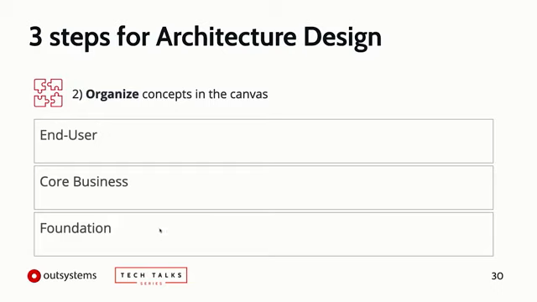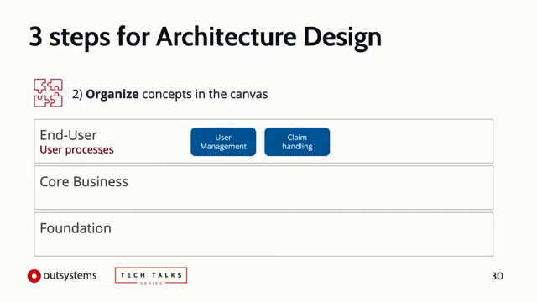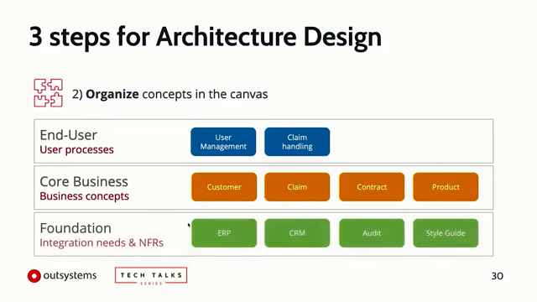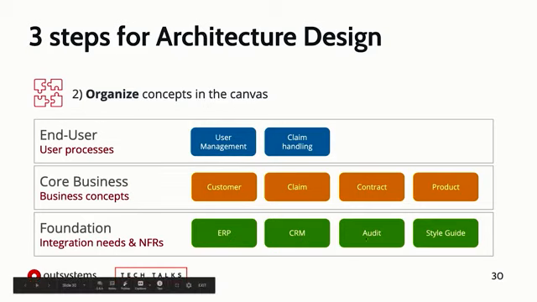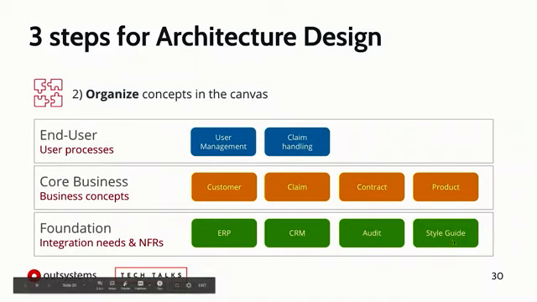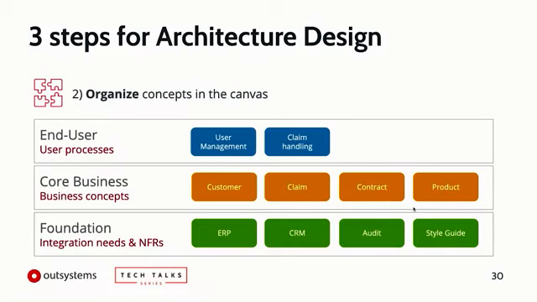Whenever you identify user activities or user processes, you place those concepts in the end user layer. Every time you find a business concept, you simply place that concept in the core business layer. Every time I identify some integration need, like I need to integrate with an ERP or a certain CRM, or I have some non-functional requirements, I need to audit all my business transactions, or I need to support the style guide of my applications, all those concepts belong to the foundation layer.